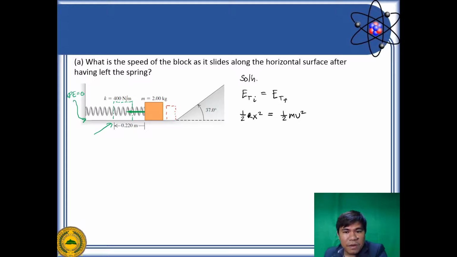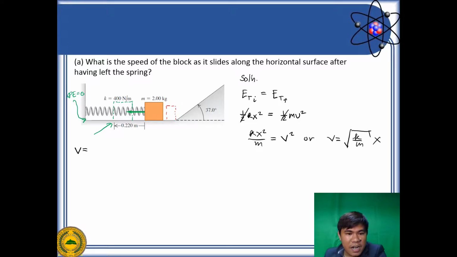So now, from that point, we can actually solve for the speed. And to do that, we just have to simplify this equation. In this case, we can cancel out the 1/2 and we can solve for the corresponding speed. We can write it as kx squared over m, that should be equal to v squared, or v therefore is just equal to the square root of k over m times the compression x.